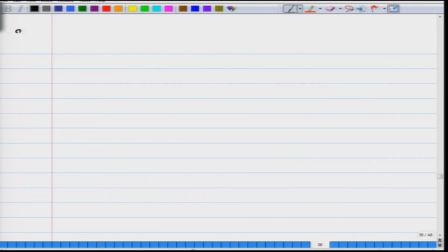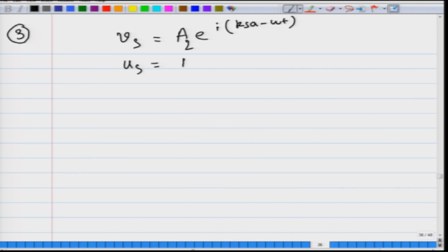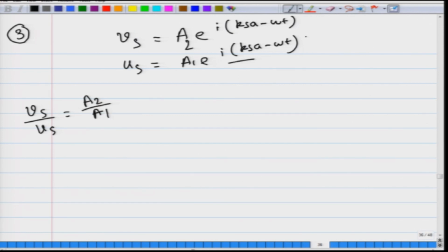Question number 3. Question number 3 is for question 1, what will be the displacement ratio Vs by Us at the Brillouin zone boundary for optical and acoustic mode. Okay. So, we took that Vs equals to A2 e to the power i k s a minus omega t, and Us equals A1 e to the power i k s a minus omega t. So, actually the ratio of Vs by Us will be just the ratio of their amplitudes, this part will go off.